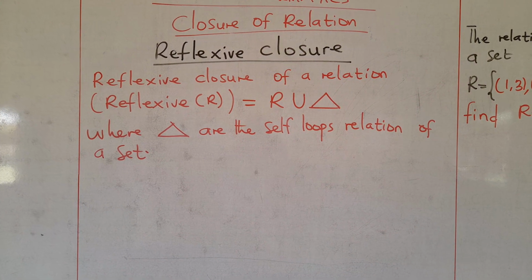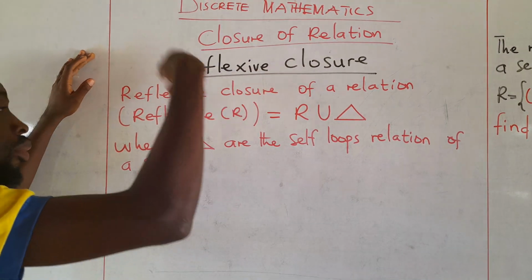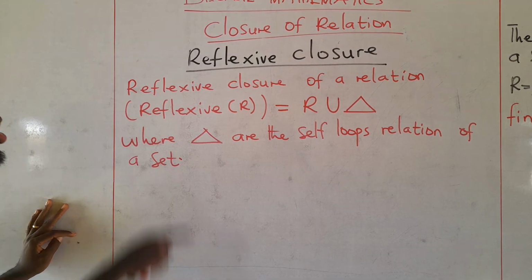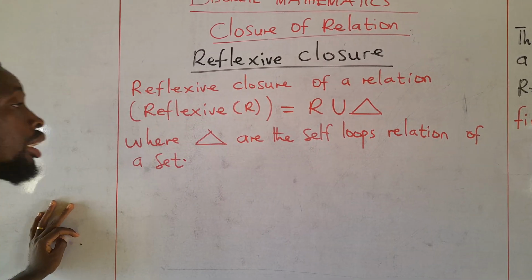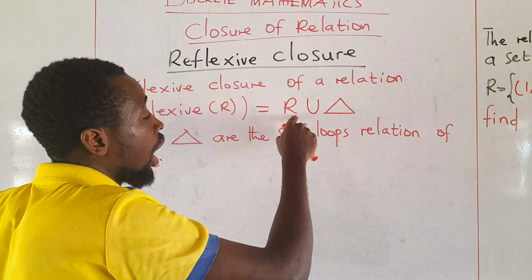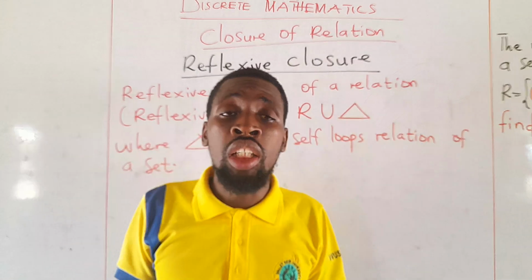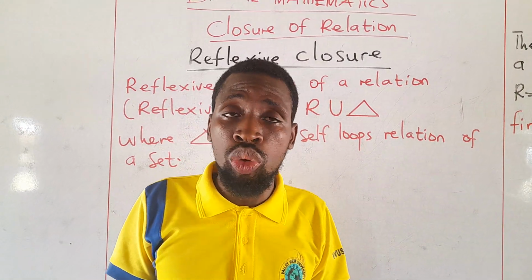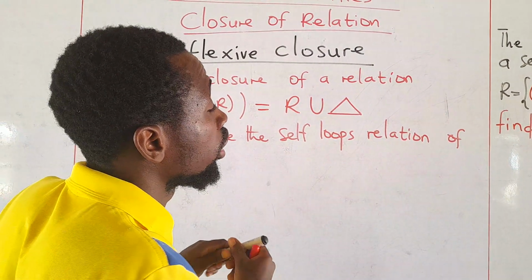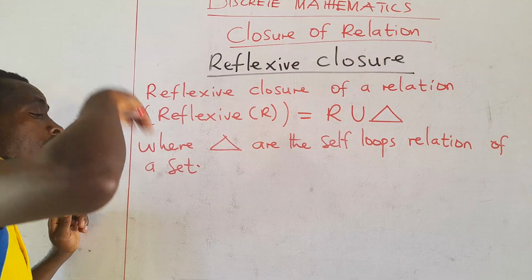So we start things off with a reflexive closure. We say a reflexive closure of a relation R defined on a set is written as reflexive into bracket R. So when you see this, it means reflexive closure of the relation R. And it is given by the relation R union delta. Please check out my videos on how to combine relations, that's intersection and union of relations on YouTube. It will help you. So where delta is the self-loop relation of the set that the relation is defined on.